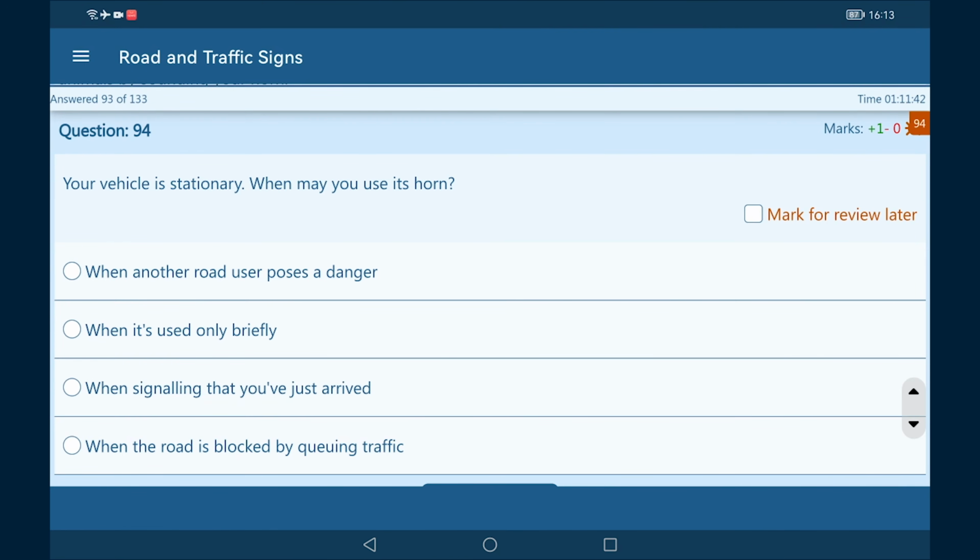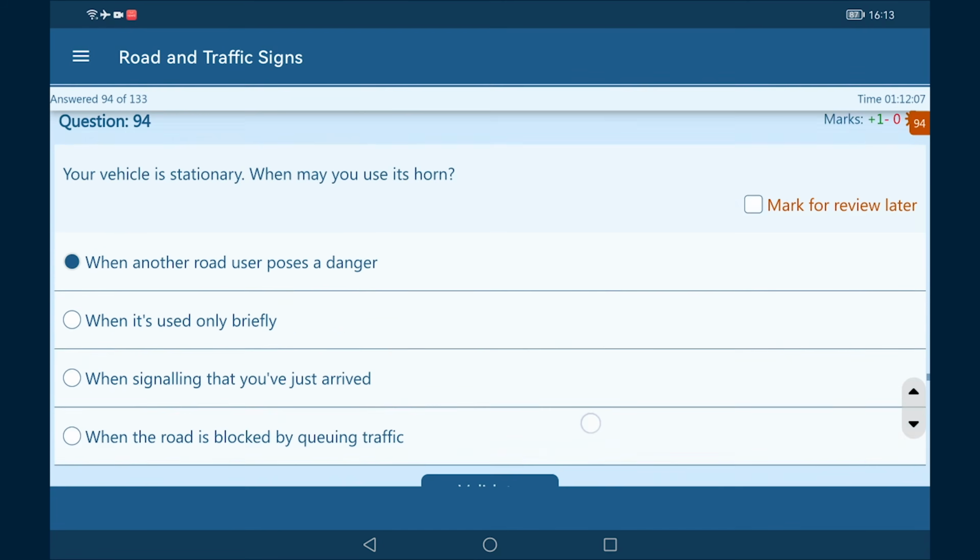Option 1. When another road user poses a danger. Option 2. When it's used only briefly. Option 3. When signaling that you've just arrived. Option 4. When the road is blocked by queuing traffic. The correct answer is Option 1. That is, when another road user poses a danger.